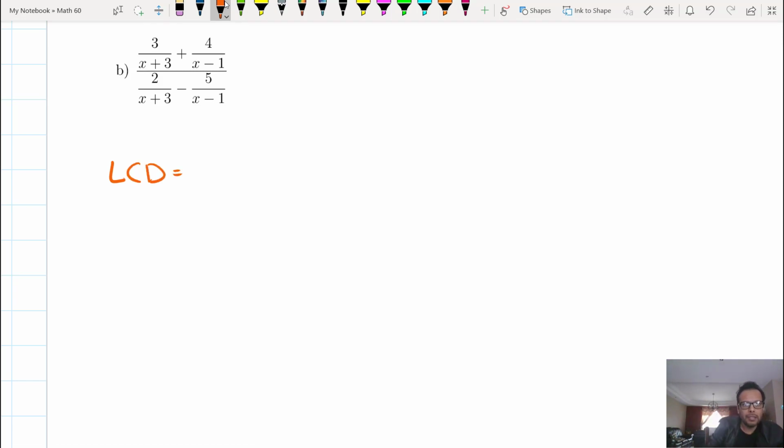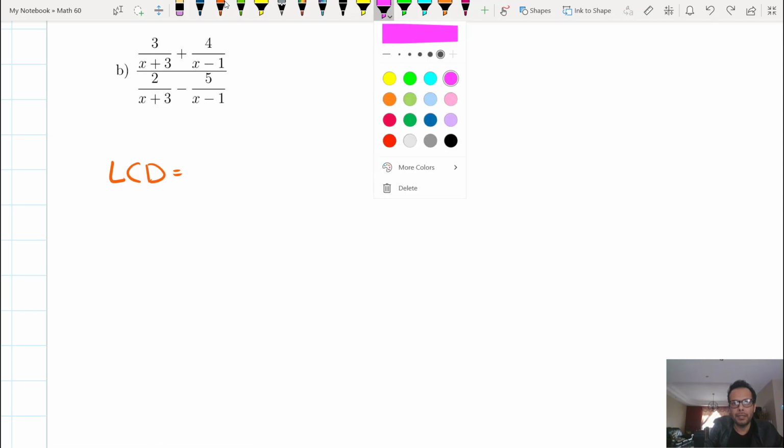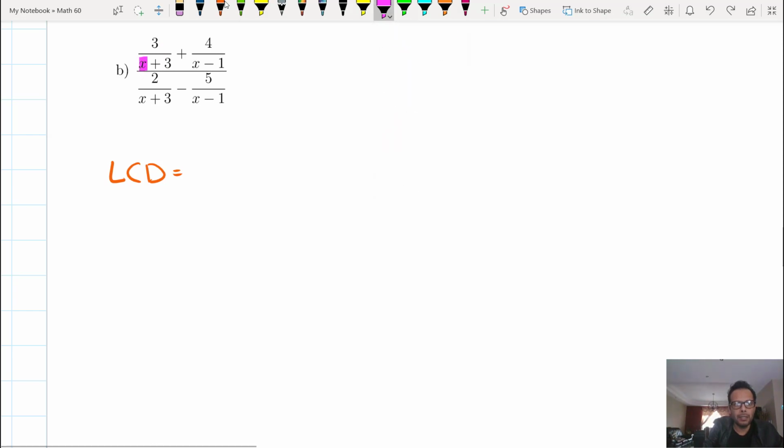The LCD, we get that by looking at each different denominator. Actually, I'm going to highlight using different colors instead. So I'm going to highlight x plus 3. x plus 3 is one of the different factors, and on the other hand, we have x minus 1 and x minus 1. So the LCD will be the product of the 2 different denominators in this case, and we take again the highest power of each, right?